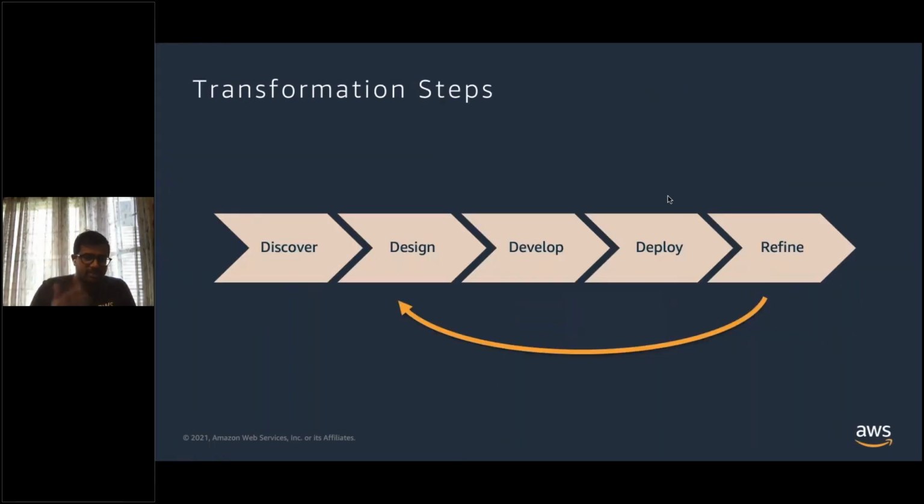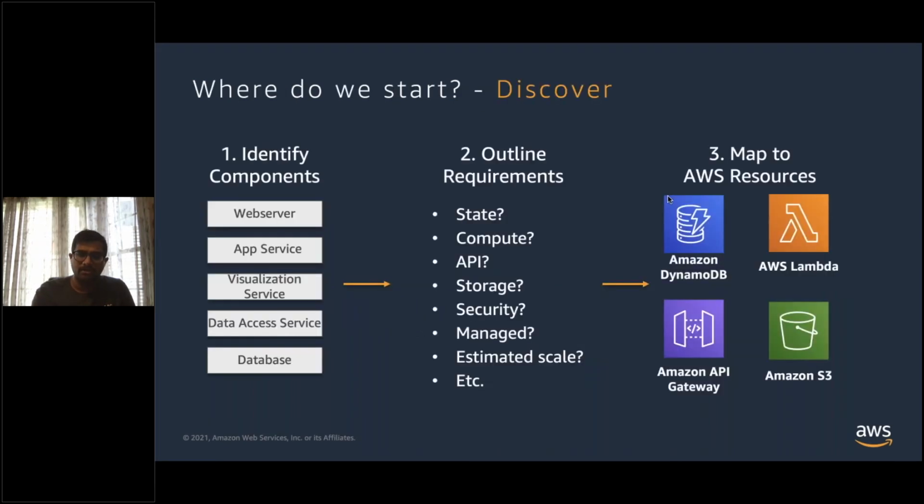So the transformation steps would look something like this, right? The first step would be for you to discover what you have, what your applications are. Then you would design your migration strategy, then develop that. Basically, think about how you can develop that, and it's more like iterative. So you go through that process.